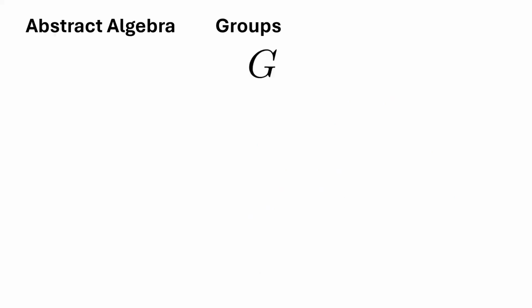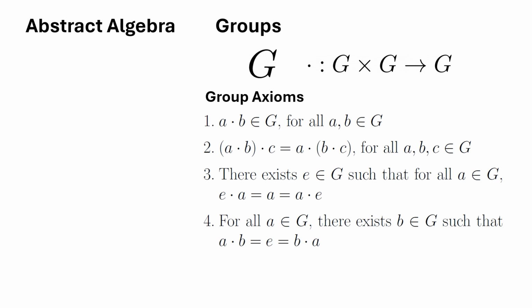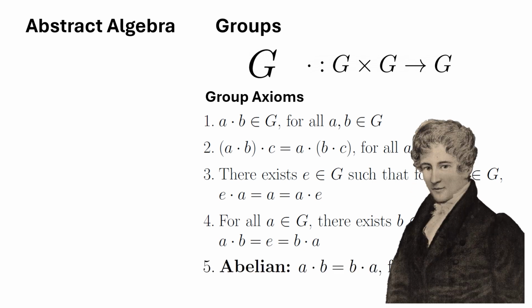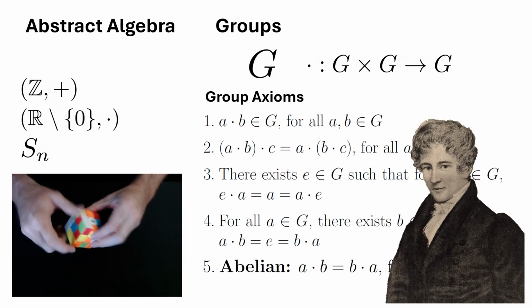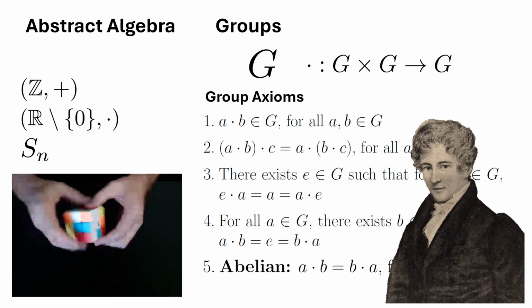Groups. These are sets that have one operation defined on them that satisfies the group axioms. If the operation is commutative, then the group is called Abelian after Niels Henrik Abel. Some examples of groups are the integers with addition, the non-zero real numbers with multiplication, permutations of a set with the operation of doing the permutations in succession, and the moves on a Rubik's Cube with the operation of doing the moves in succession.